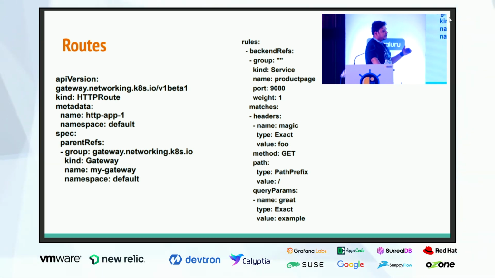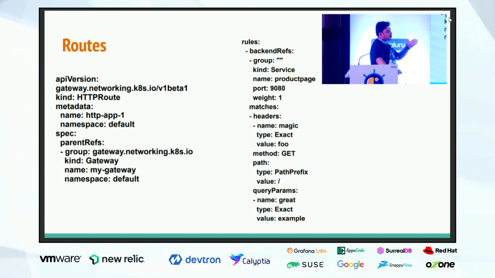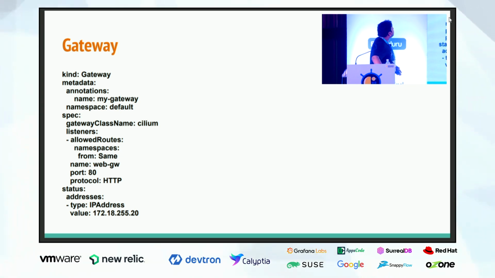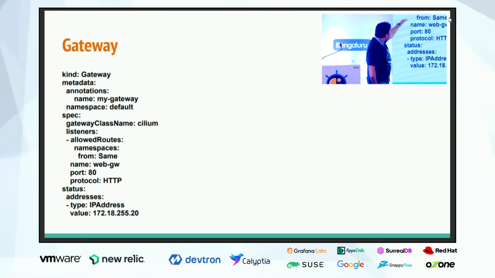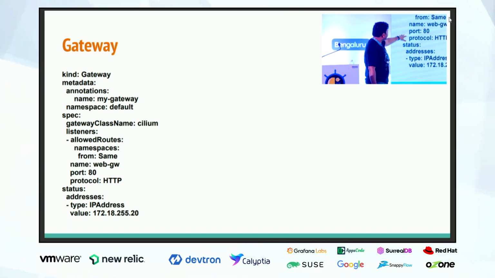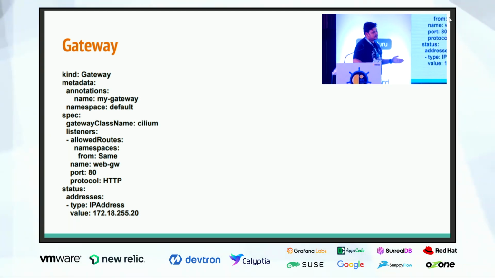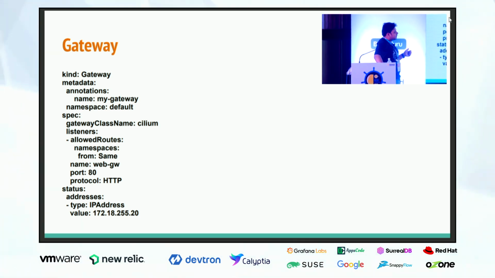So there is a two-way handshake basically between the route owner and the ingress owner. For example, if I go back to, yeah, so in the gateway I specify what kind of routes we want to allow, right? And from which namespace we want to allow. So here the namespace set is the same. So only the routes which are in this namespace will be served by this gateway, right?